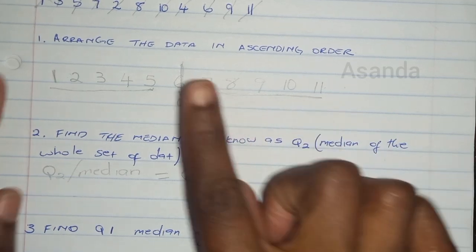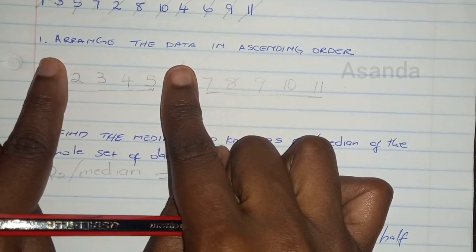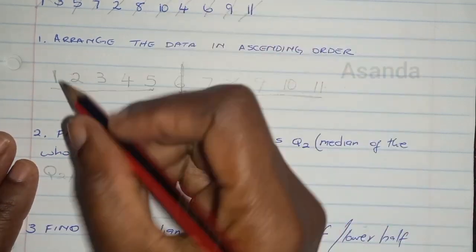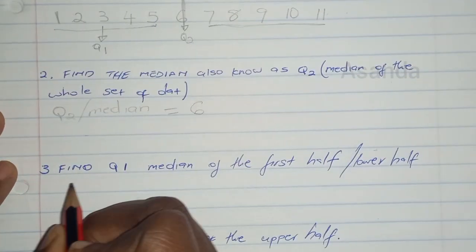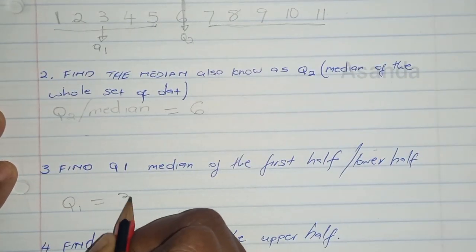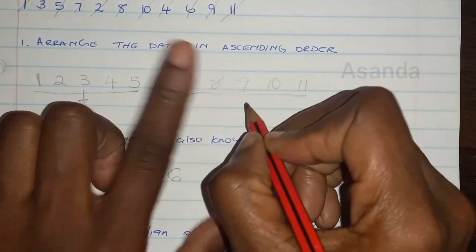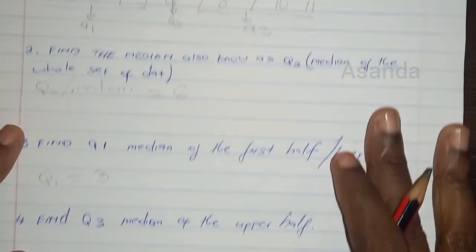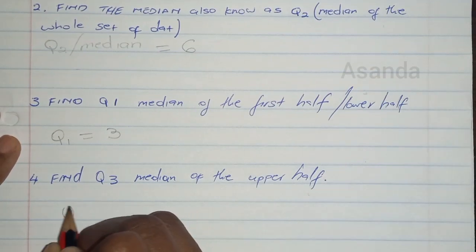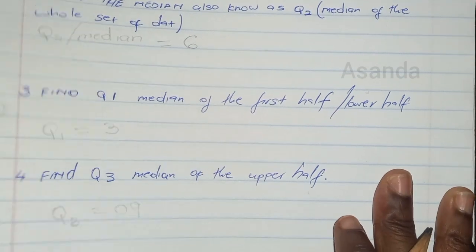Let's find Q1. So now I'm starting from here, and there are 5 numbers, so 2 this side and 2 this side leaves 3. Therefore 3 here is Q1, right? So Q1 is 3. Then I come back and say there are 2 this side and 2 this side, therefore Q3 is 9. So Q3 is equal to 9. Right? Okay, so we are done.